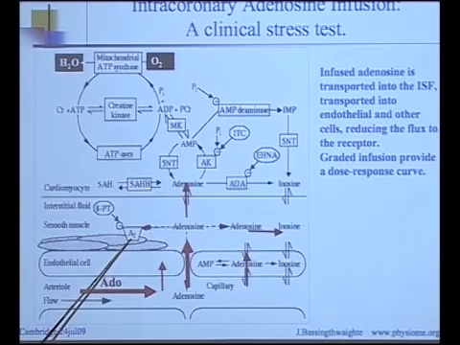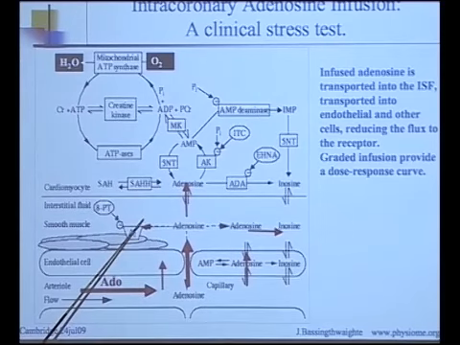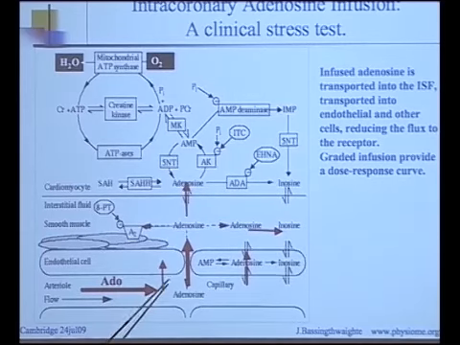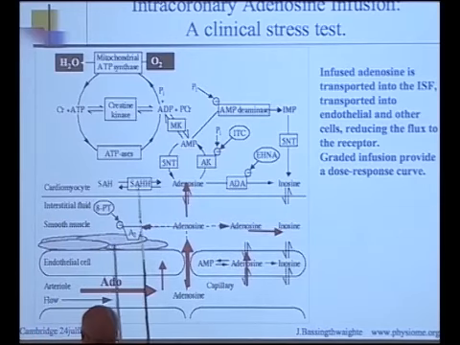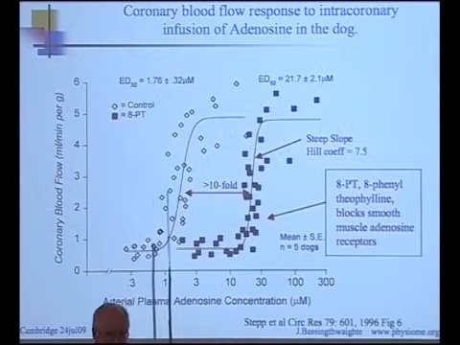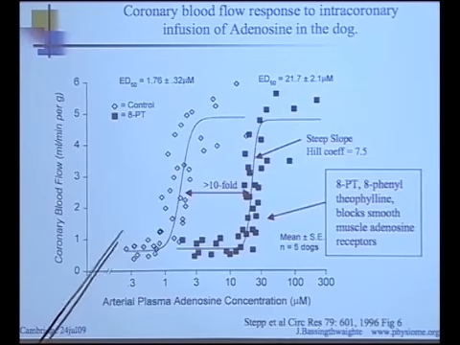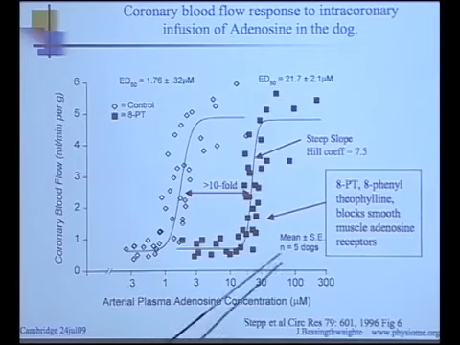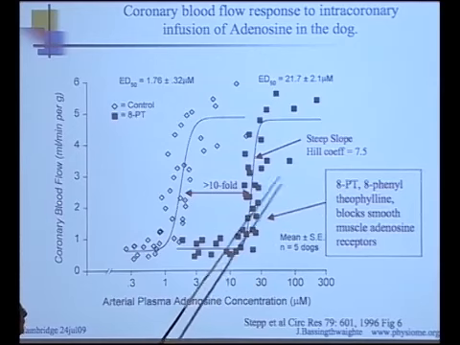This experiment is to infuse adenosine at varied concentration and look at its effect on the relaxation of the smooth muscle by adenosine binding to the A2 receptor. So the flux is now from the flow into the tissue, not the other way around. Here's the result. Startling. Coronary blood flow on the abscissa, the plasma concentration of adenosine at these different levels. So this is a whole host of experiments at different levels of adenosine and looking at the vasomotor response.